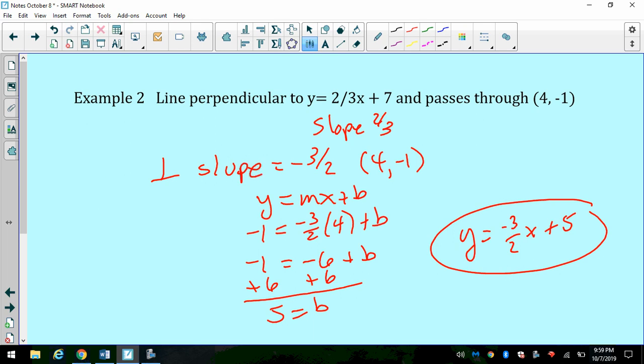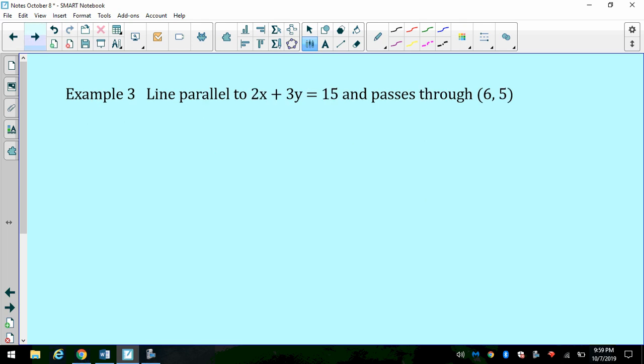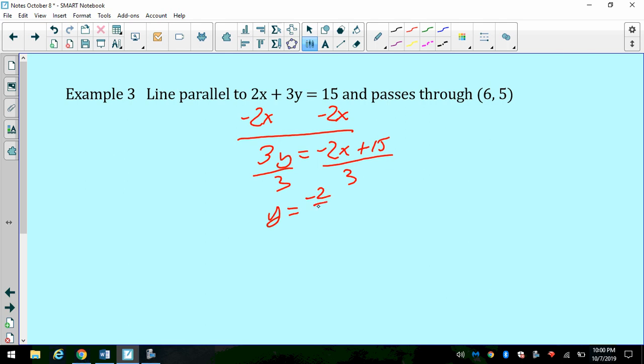And in the final example, this time we want to be parallel to 2x plus 3y equals 15, and it has to pass through the point 6, 5. So on this equation, let's see, we subtract 2x, get the y by itself. 3y equals -2x plus 15. I'm going to divide everything by 3. So y equals -2/3 x plus 5. So this slope is -2/3.